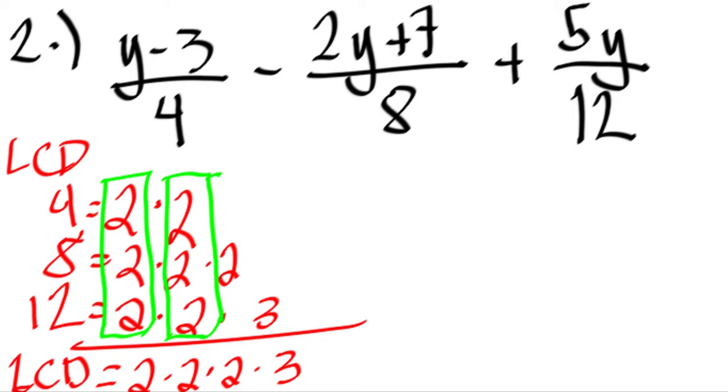So what is this? 2 times 2 is 4, 4 times 2 is 8, and 8 times 3 is going to give us 24. So 24 is the LCD that we're looking for. Meaning all these terms must have a denominator of 24, and we will be the ones to convert that into 24. So let's do that one by one.